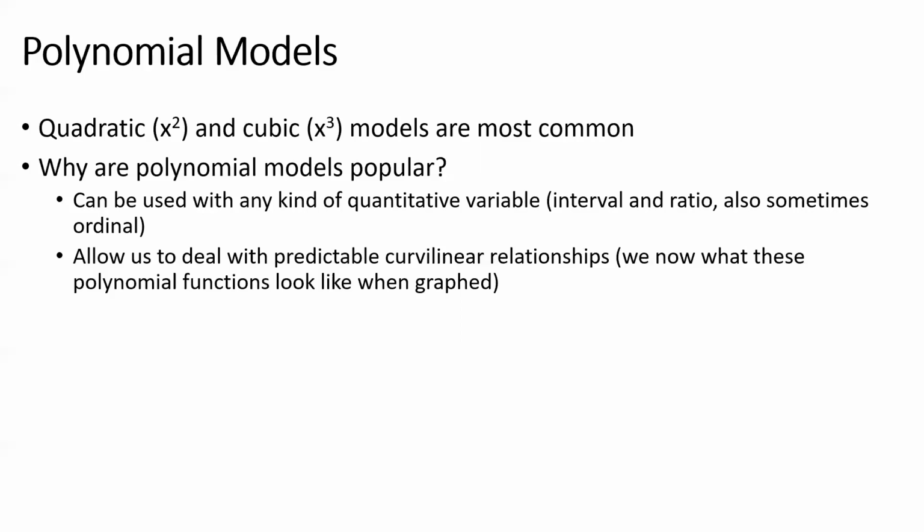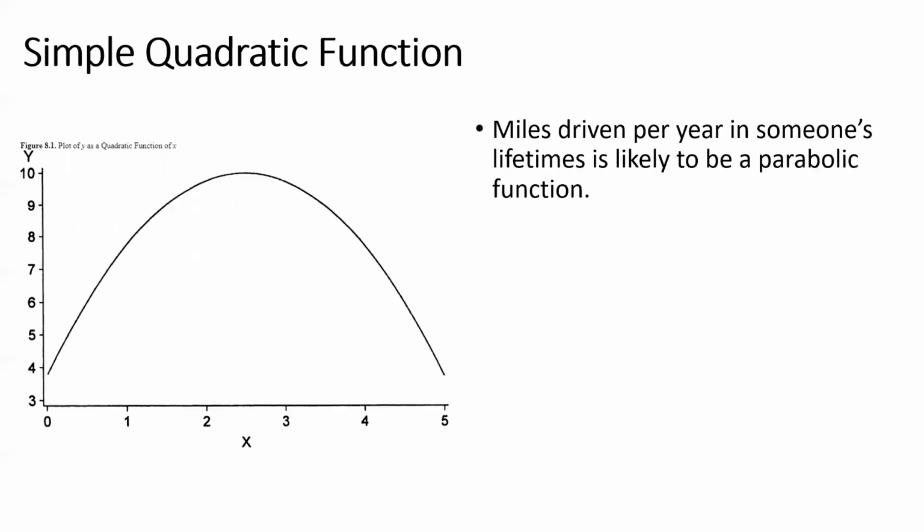Allison includes several examples illustrating how quadratic, cubic, or polynomial functions graph differently and more accurately than simple linear functions. For the most part, we haven't been worrying about the differences between interval and ratio level variables. But he points out that when we don't have a true zero, these models may do a better job of estimating the true parameters. So a simple quadratic function, this could be miles driven per year in somebody's lifetime.